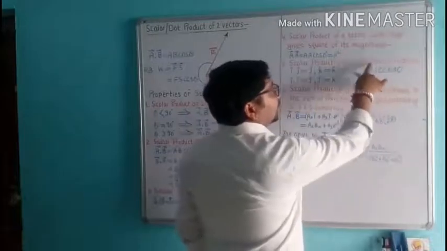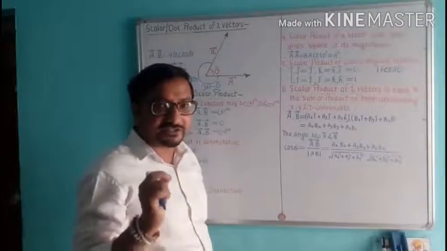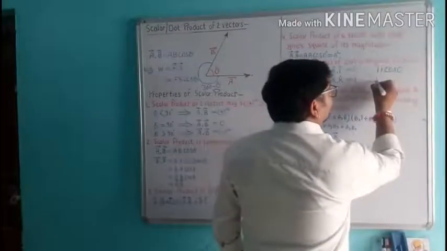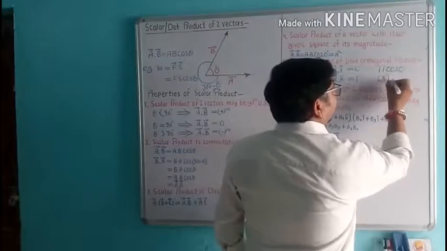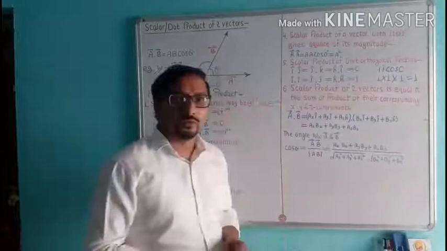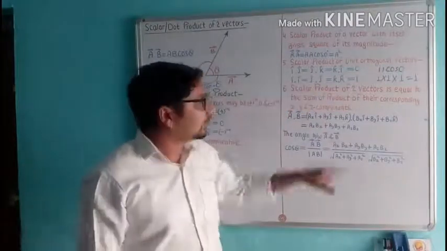Now these are unit orthogonal vectors. i cap, j cap, k cap are unit orthogonal vectors, which means their magnitude is 1. So i is 1, i is 1, and the value of cos 0 is 1. 1 into 1 into 1 is equal to 1.